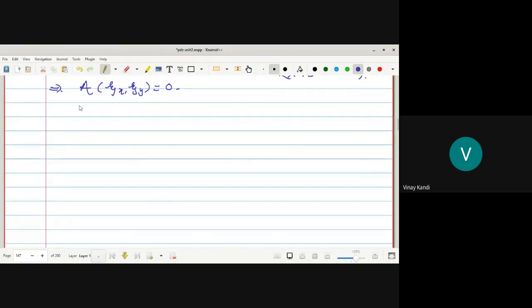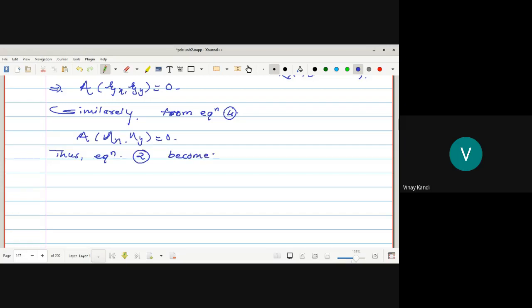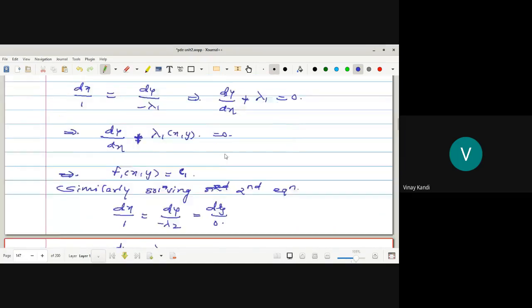Okay, similarly from equation 4, what is equation 4? A of eta x and eta y, we get 0. Okay, thus putting the value of these two equations in equation number 2, thus equation 2 becomes... what is equation 2? Look at it.